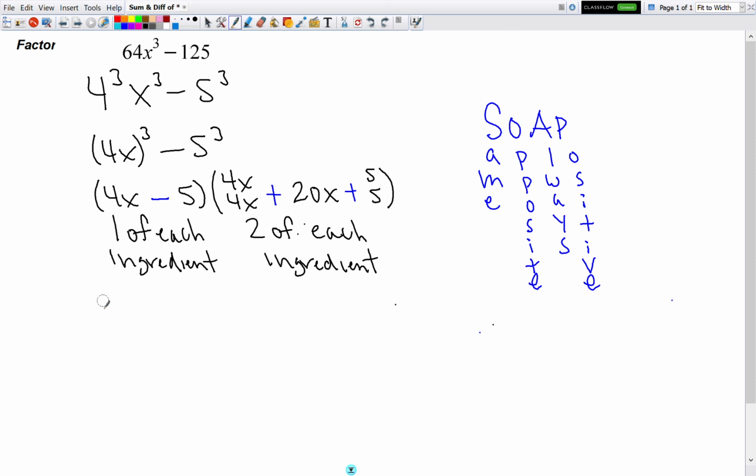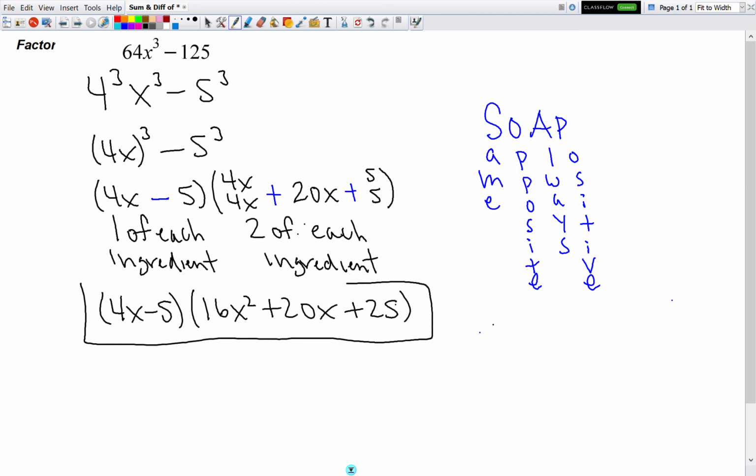So first parentheses stays the same. It just stays 4x minus 5. Second parentheses, we can start combining things. So we go 4x times 4x, multiply that out, we get 16x squared. Then plus 20x. Then we can multiply the 5 and the 5 together and we get 25. And guess what? We're all done. Wasn't that easy? Well, I hope it was.